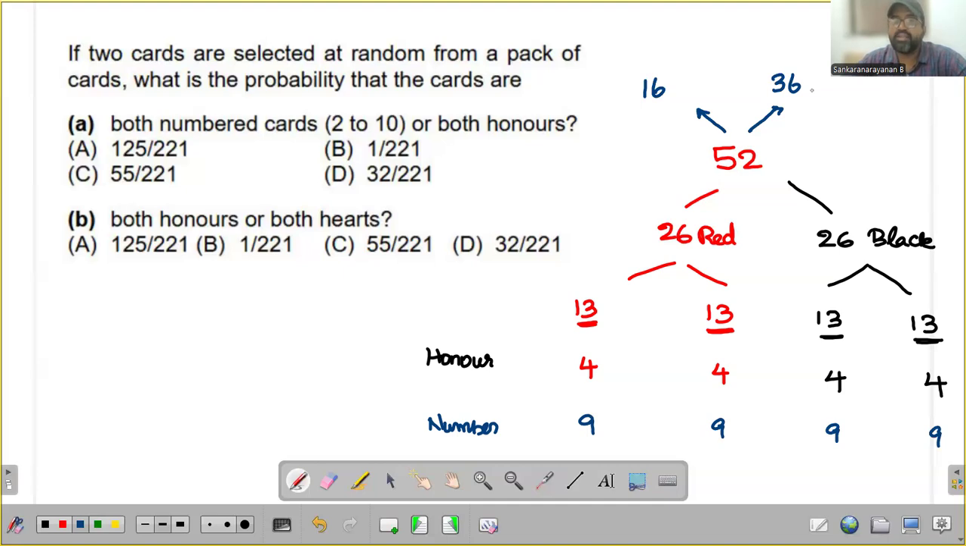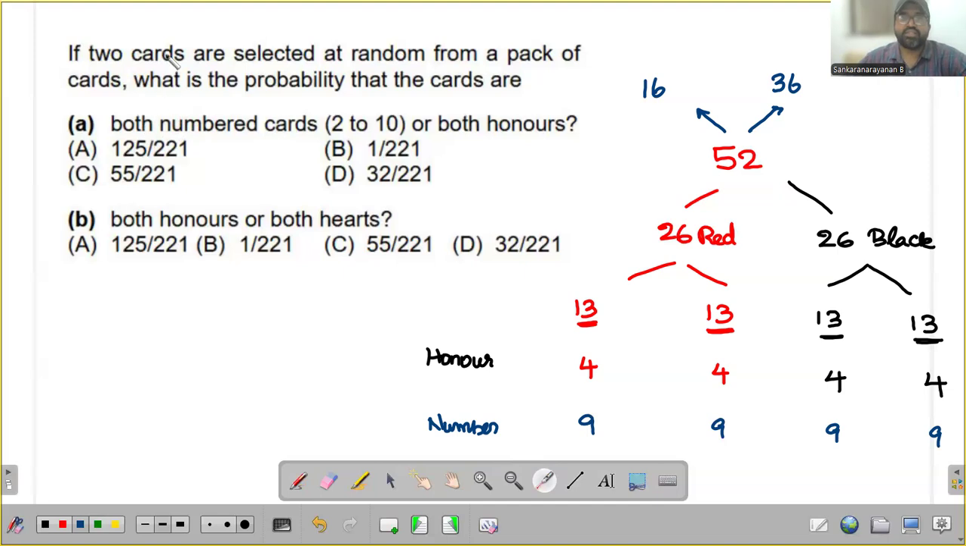9 number cards will be there under every set. So like that, 9, 9, 9, 9, 36 number cards and 16 honor cards. 36 plus 16 put together 52. So this is the general way in which the cards that we play, the total number of cards, can be split into various categories like this.